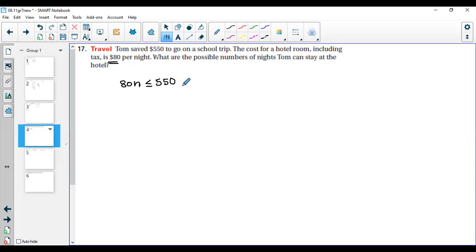So the same here, he has 550, and it is 80 per night, which means he has to spend 550 or less than 550. So this is going to be n is less than or equal to 550 divided by 80. Okay, so we can cancel off the zeros here. That means 55 divided by 8. That's going to give us 6.8.